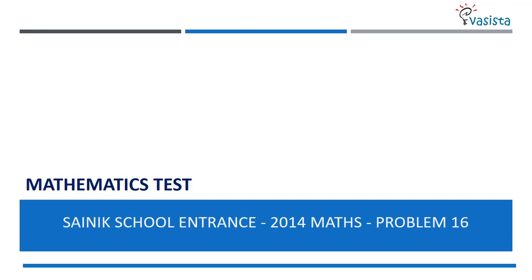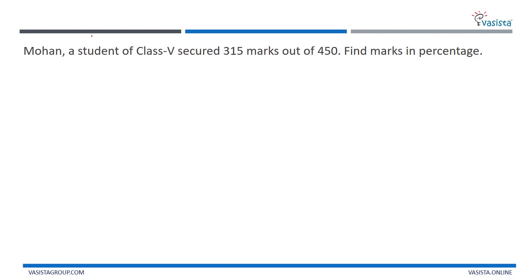Fine, let us start solving problem number 16 right here. Mohan, a student of class 5, secured 315 marks out of 450. Find marks in percentage. We have to represent in terms of percentage, right? To do that, it's a very simple one.